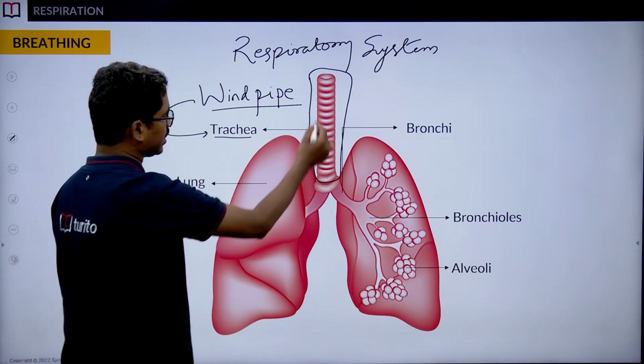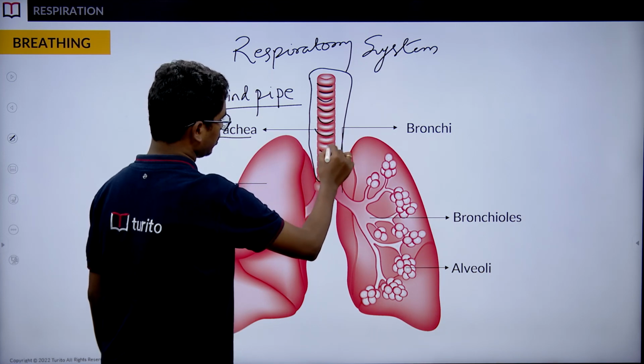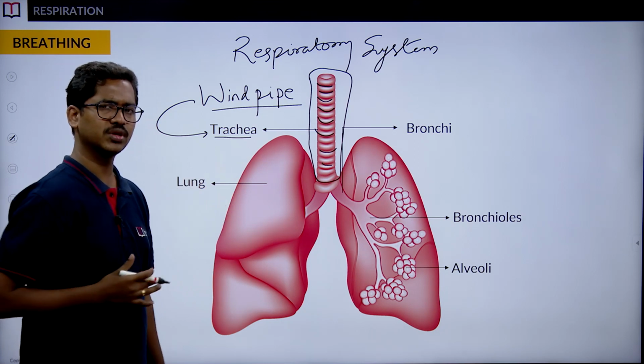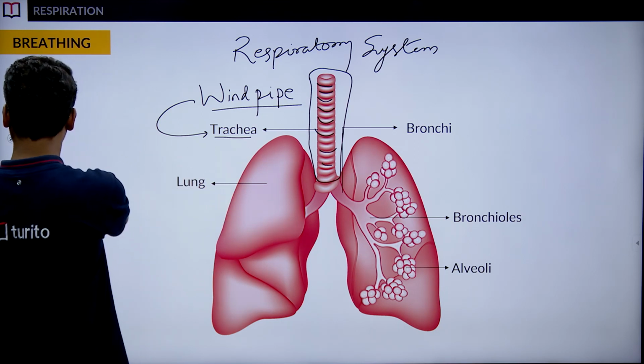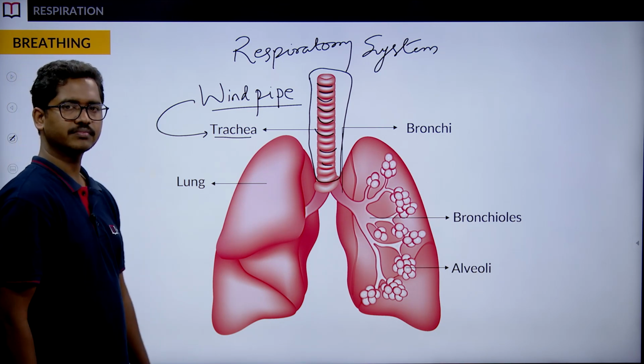You see around the trachea there are some ring-like arrangements, isn't it? Now, we are interested there. Can you tell me what those ring-like structures arranged over there are? Drop in the chat box, children. Come on, everyone.